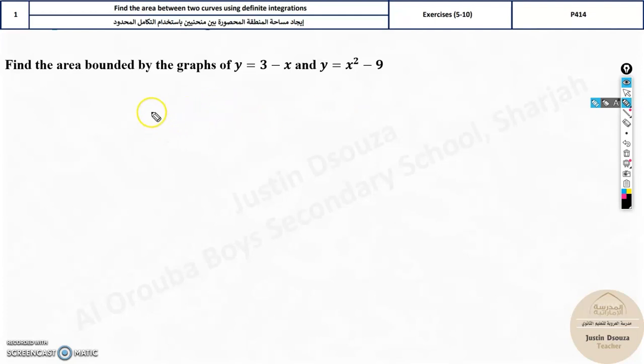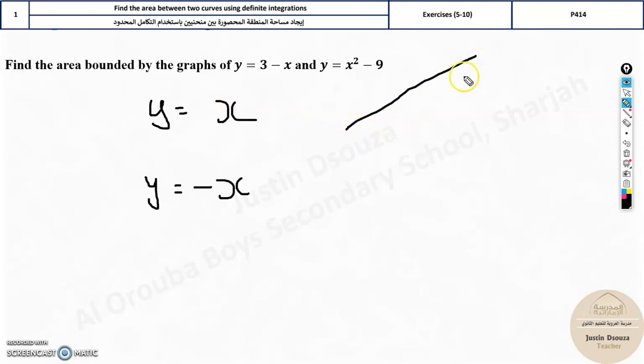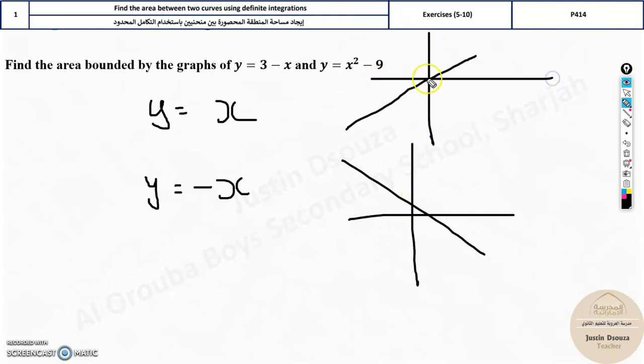If you have y equals x, or if you have y equals minus x, here the power is 1. If it's positive, the graph goes upwards because it's a positive slope, whereas negative means it's going downwards. This is x and y axis, this is x and y axis. So the graph is upwards and this is downwards. So this is about the linear graph.